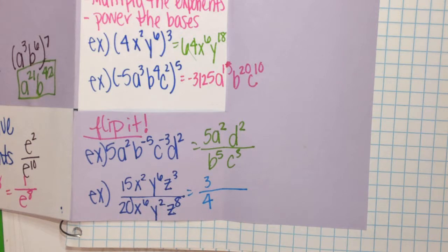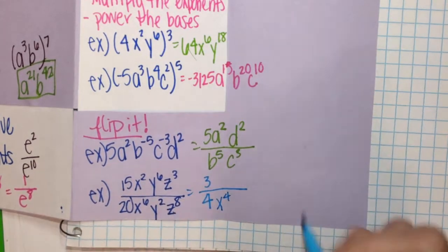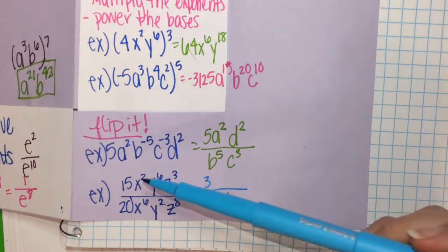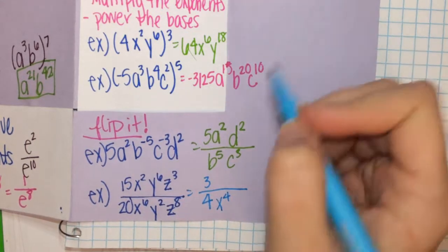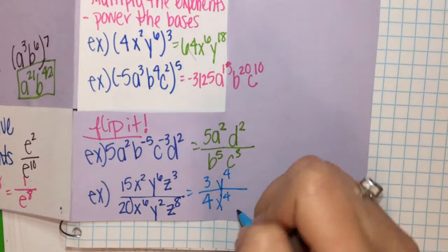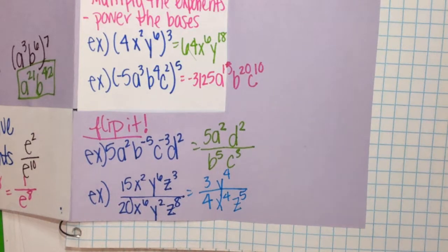Alright, what's 2 minus 6? -4. So is it going to go on top or bottom? And it changes to a positive. What is 6 minus 2? 4. So is it on top or bottom? 3 minus 8? -5. So it goes to the bottom of the fraction.